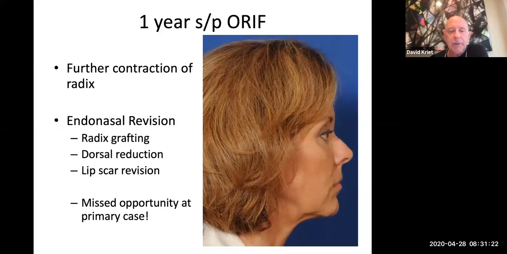But what we decided to do in her case was just to do an endonasal revision. She was overall fairly satisfied, so we did some radix grafting. I actually reduced a little bump at her rhinion, revised her scar. But as I mentioned, we missed that primary opportunity to really put that solid foundation down. And so this was her pre-op, and this was her, I don't know, a year and a half after all of her surgeries had been performed.